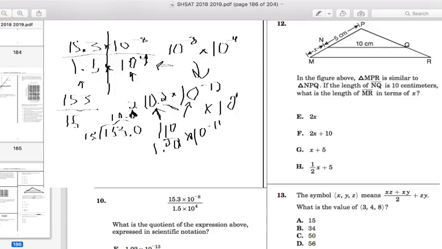So the question says, in the figure above, triangle MPR, the larger one, is similar to NPQ. They're giving it in the same order. If the length of NQ is 10, what is the length of MR in terms of X?